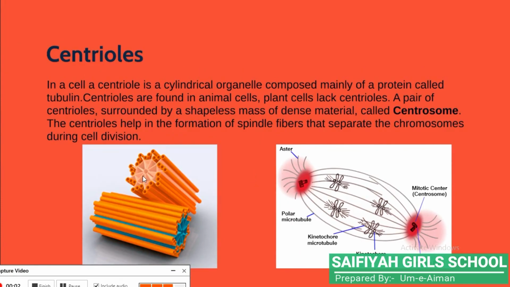Centriole. In a cell, a centriole is a cylindrical organelle composed mainly of a protein called tubulin. Centrioles are found in animal cells. Plant cells lack centriole. A pair of centrioles is surrounded by a shapeless mass of dense material called centrosome. Centrioles help in the formation of spindle fibers that separate chromosomes during the process of cell division.